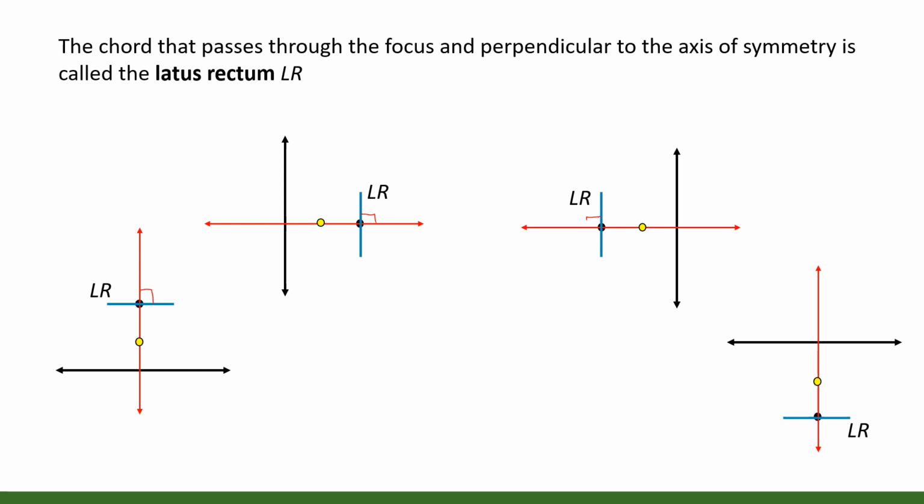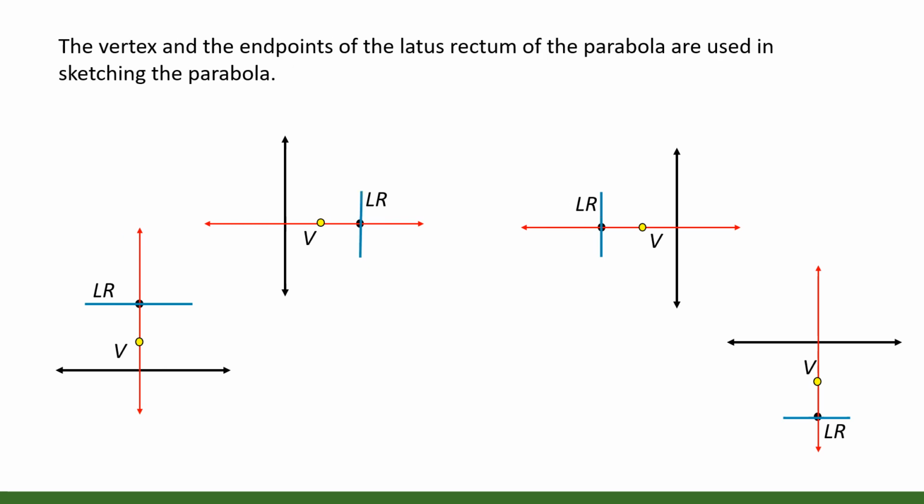So nakakreate tayo ng right angle. Kaya nga sila ay perpendicular. So yung latus rectum is perpendicular to the axis of symmetry. And of course, this latus rectum will pass through the given point focus. The vertex and the endpoints of the latus rectum of the parabola are used in sketching the parabola. From the vertex, create tayo ng parabola na dapat nag-pass through dun sa endpoints niya ng latus rectum.